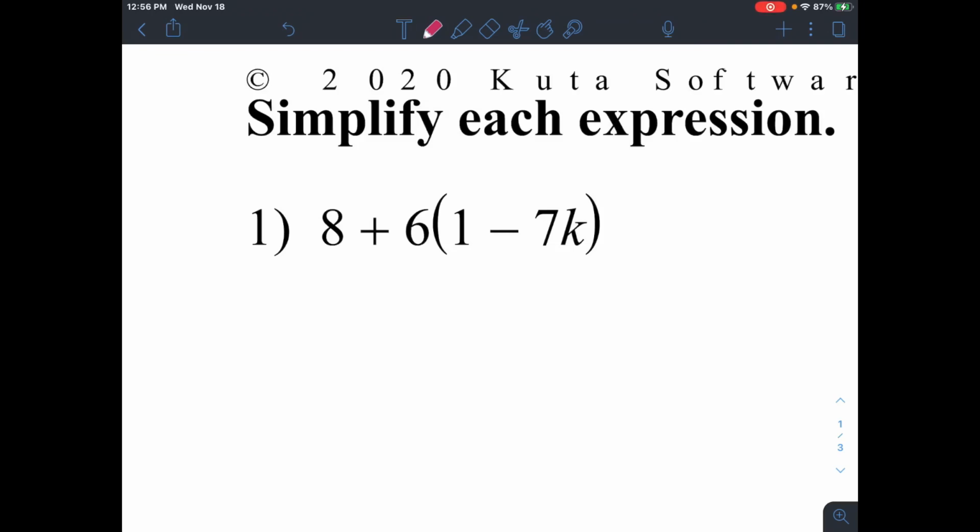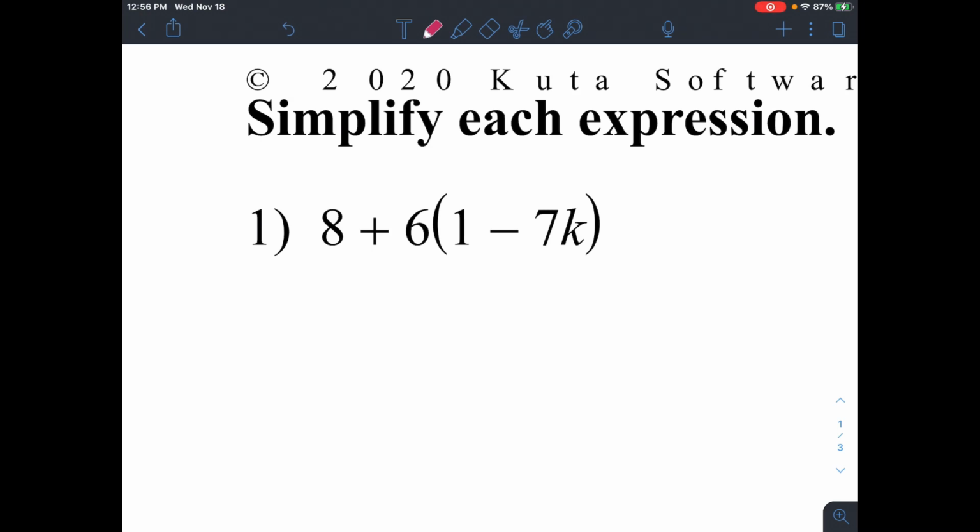Okay, so going over a couple of the problems on this review worksheet. This first section is simplifying each expression. We want to condense it as much as we can, so we're combining like terms.